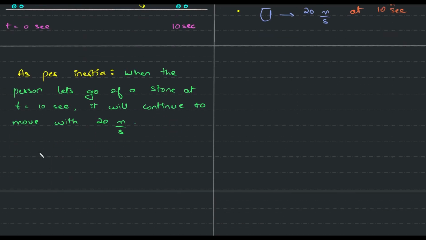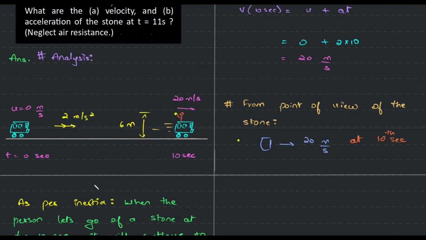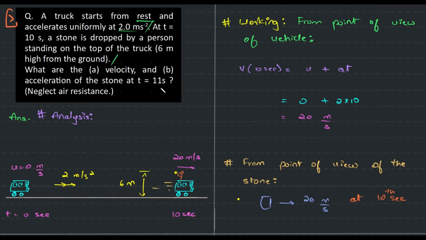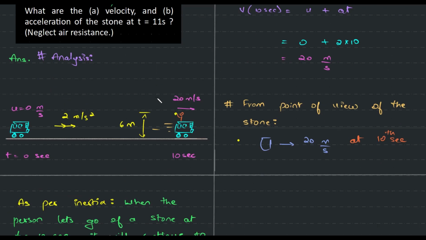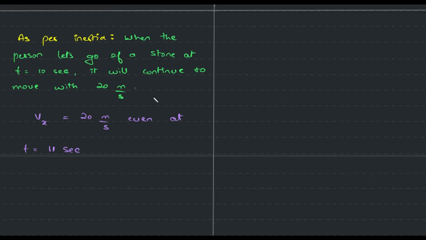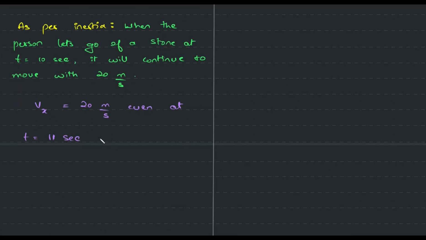So this is nothing but your velocity along the x. Velocity along the x will remain 20 meter per second even at t equal to 11 seconds, since they want us to figure out the velocity and acceleration of the stone at 11 seconds. Okay. At 11 seconds, right? Why is that?